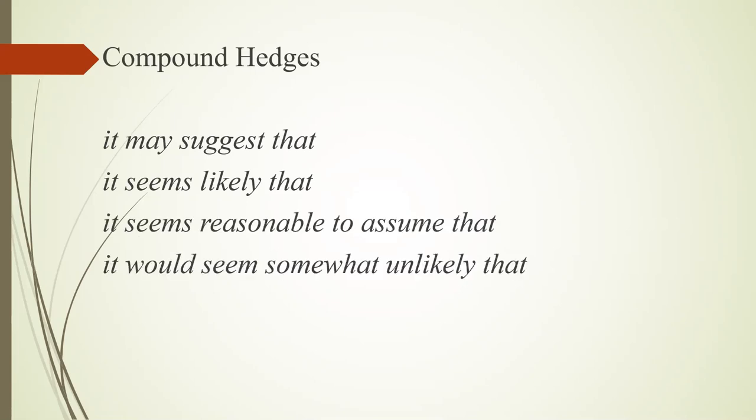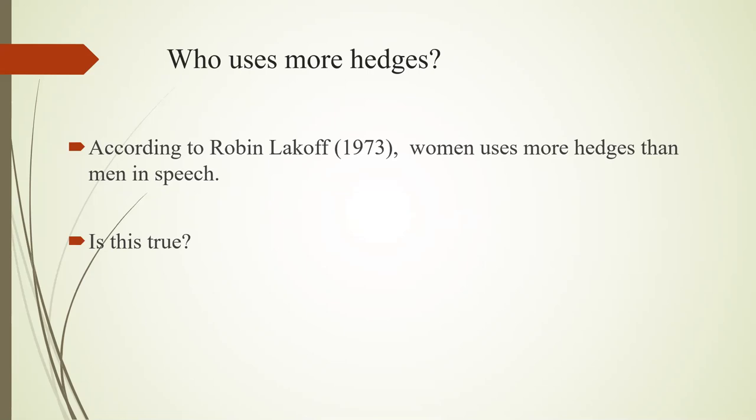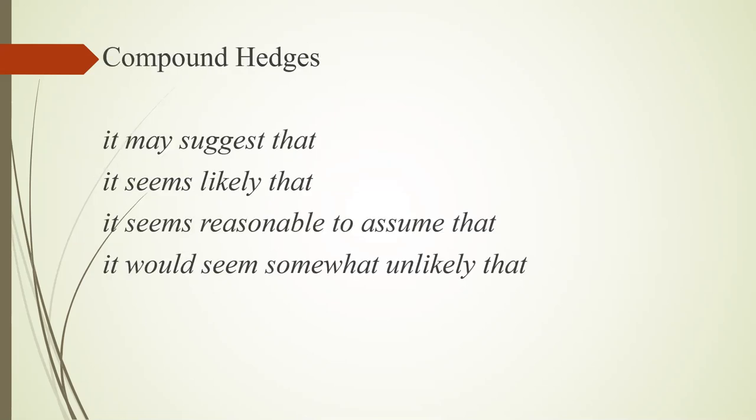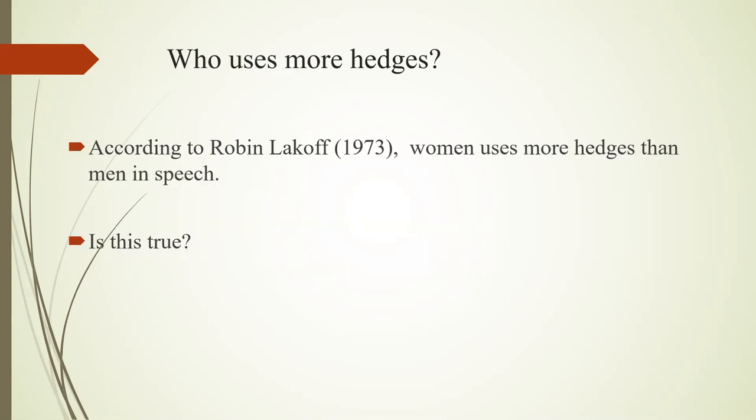Compound hedges are hedges which are created with the combination of different strategies. It may suggest that it seems likely. So you have the use of an adverb, likely, and this lexical modal combined together. So you can combine a few strategies of hedging in the same sentence, and that is called compound hedging or compound hedges.